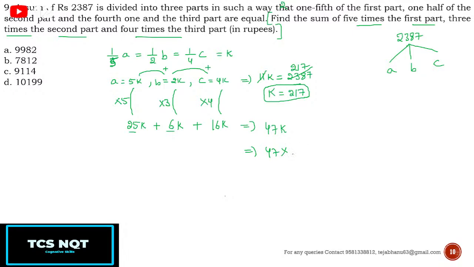47 into 217, as K is the, there is no need to multiply. 7 7s are 49. The units place will be 9. Here only one option is there with 9, that is the answer. So there is only one option with this. We can take that directly. I hope it's clear.